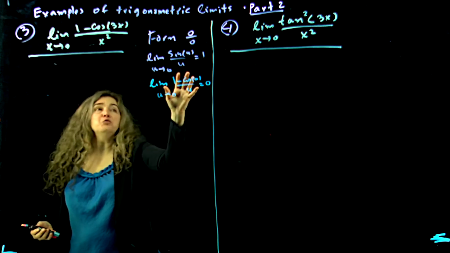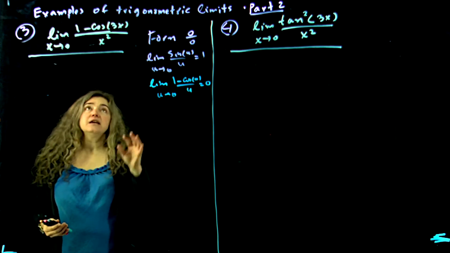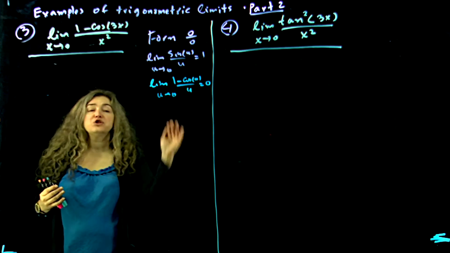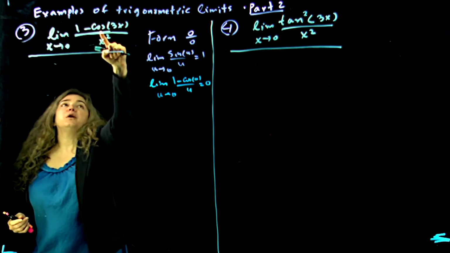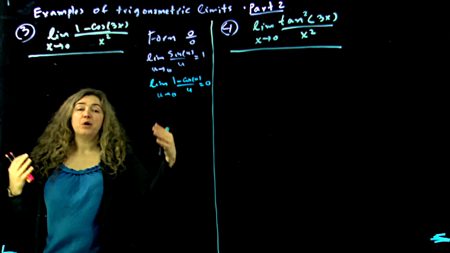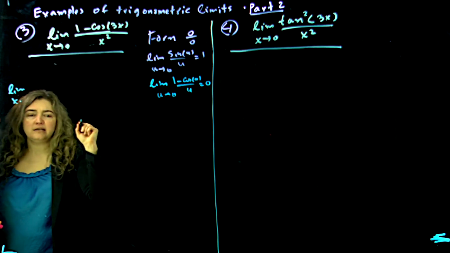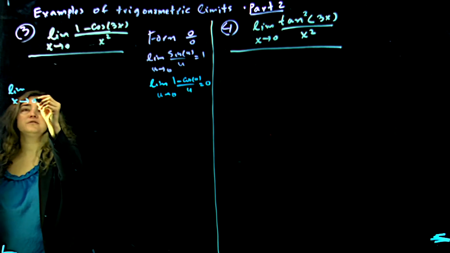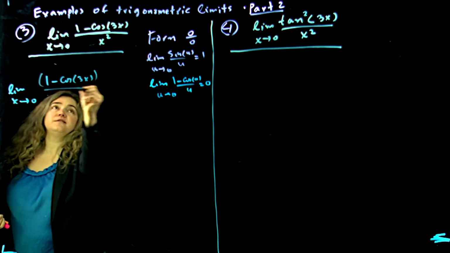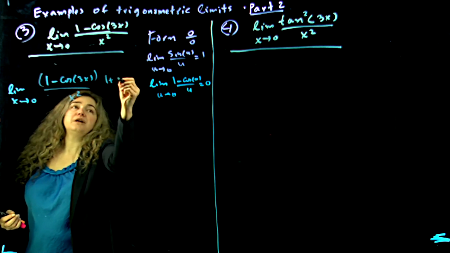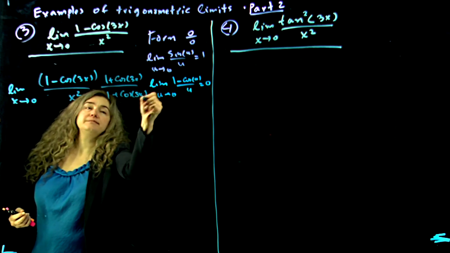Try to see what I did when I got that limit. I used conjugates. So let's try to do the conjugate to switch back to sine. And so how do we do the conjugate? What's the conjugate of 1 minus cosine of 3x? That would be 1 plus cosine of 3x. So I multiply top and bottom again. The limit as x goes to 0 of 1 minus cosine of 3x, times the conjugate, 1 plus cosine of 3x, divided by 1 plus cosine of 3x.